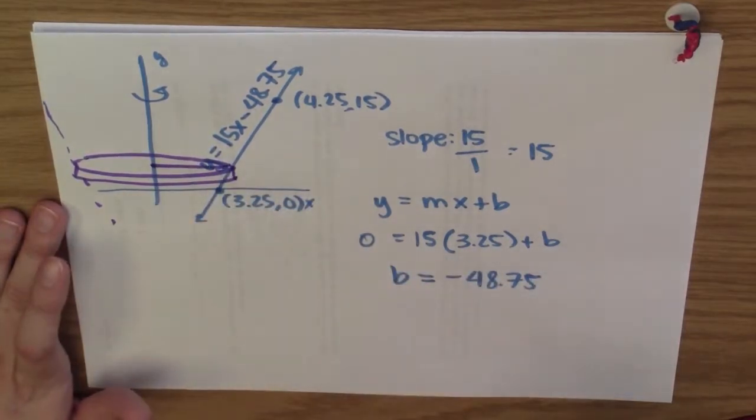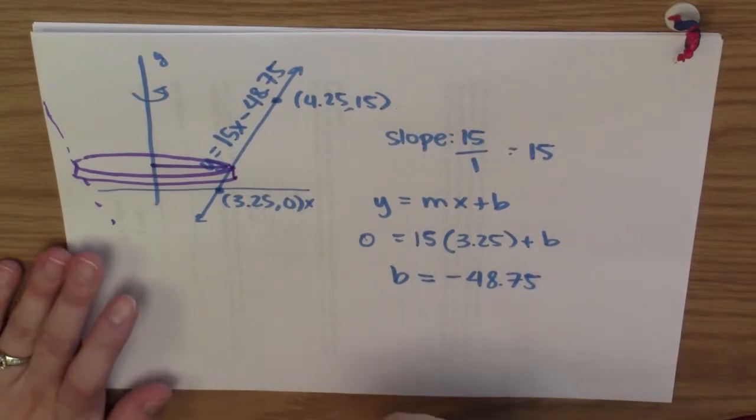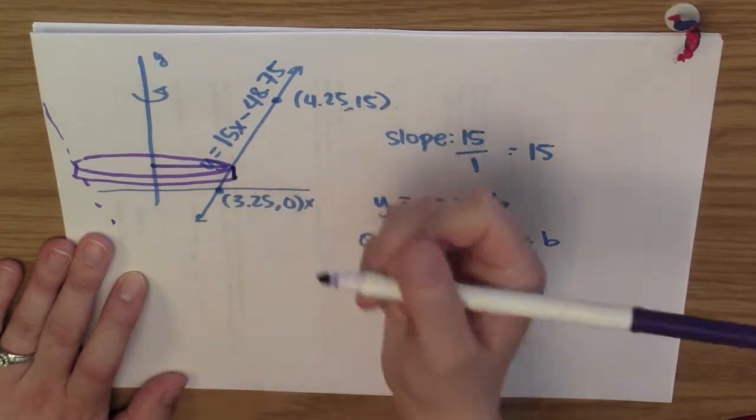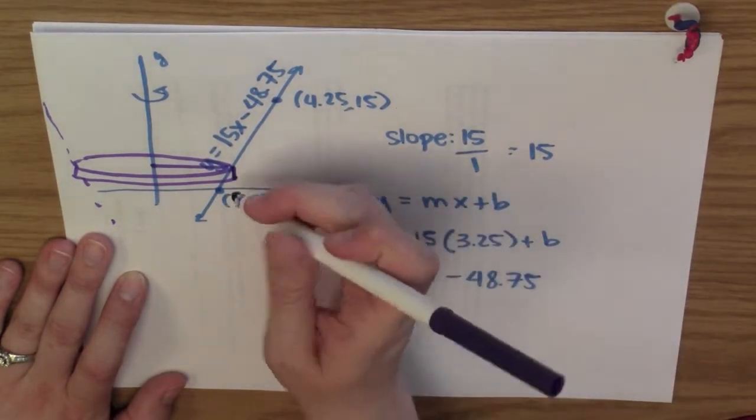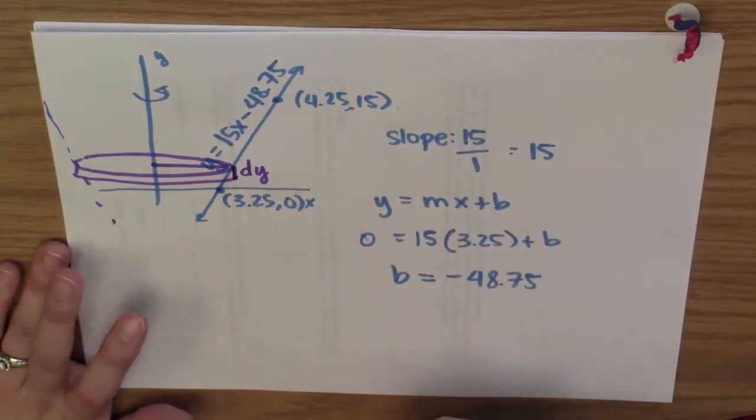So what I want to know is, what is the volume of this little disc? And then I'm going to add all these discs up to get the volume of my cup, right? Well, the height of my disc here is just a little bit in the y direction, so we're going to go ahead and call the height dy, right?